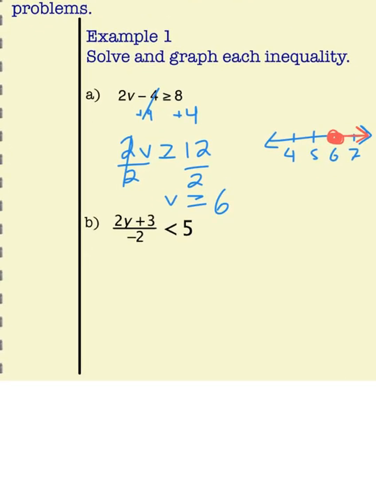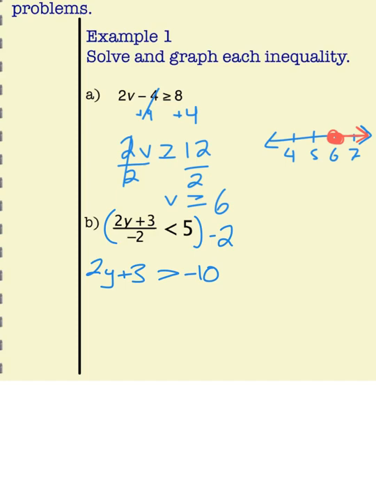All right, part B, I have (2y plus 3) divided by negative 2 is less than 5. That fraction bar is a grouping symbol, so I can't solve 2y plus 3 yet. I have to get rid of the negative 2 first. Now, I know when I divide by negative 2, to undo that, I have to multiply by negative 2. And I know when I multiply by a negative number, I have to flip the sign. So we're going to multiply both sides by negative 2 and be left with 2y plus 3, flip the sign, and then 5 times negative 2 is negative 10.